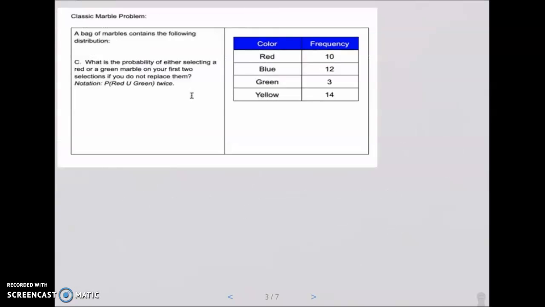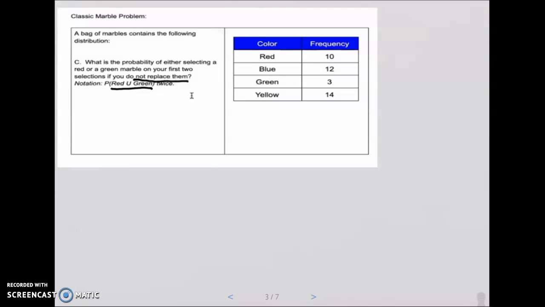What's the probability of either selecting a red or a green? So a red or a green. Notice the notation here, or, we use the notation U for union. So red or green marble, if we have our first 2 selections, if we, again, do not replace them.